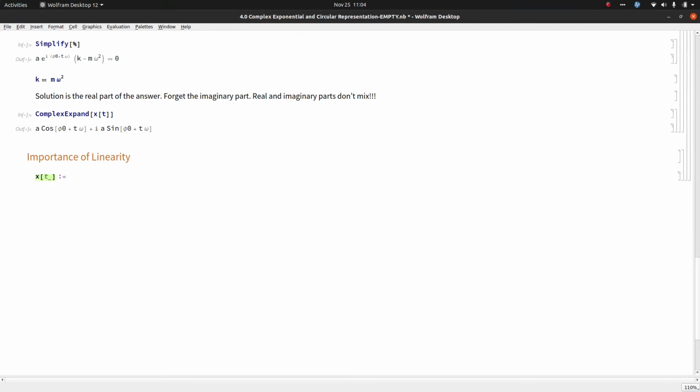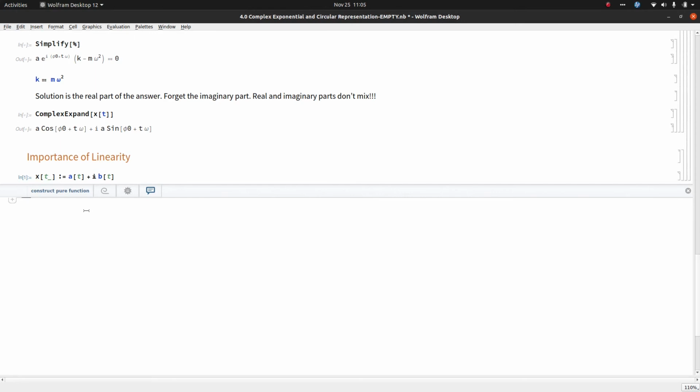I'm going to say, define x of t to be a real part, which could be a function of time, and an imaginary part. So it's a real part A, an imaginary part B, which will be b times square root of -1. So we're going to define x in that way. So I've got a real part A, and I've got an imaginary part B.